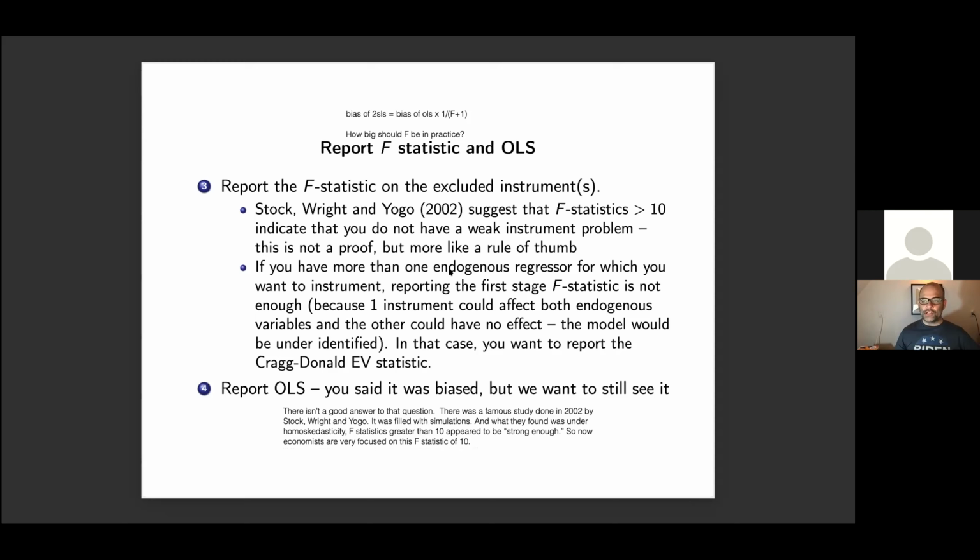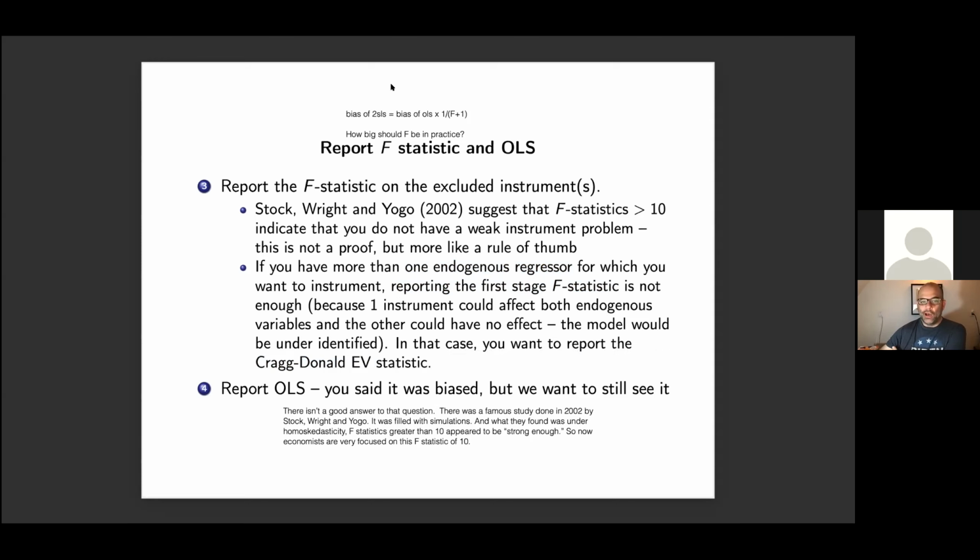If you have more than one endogenous regressor, which is what I was kind of holding off on a little bit, Angelica asked, what if you have more than one endogenous variable? If you have more than one endogenous regressor for which you want to instrument, you don't report the first stage F statistic. You have to report something called the Cragg-Donald EV statistic. But the Cragg-Donald EV statistic is available in all of these IV packages, so you can report that pretty easily.